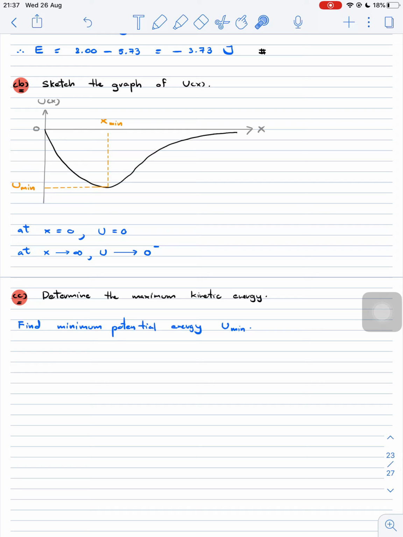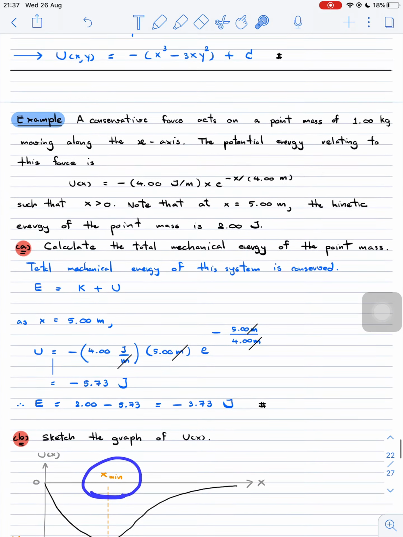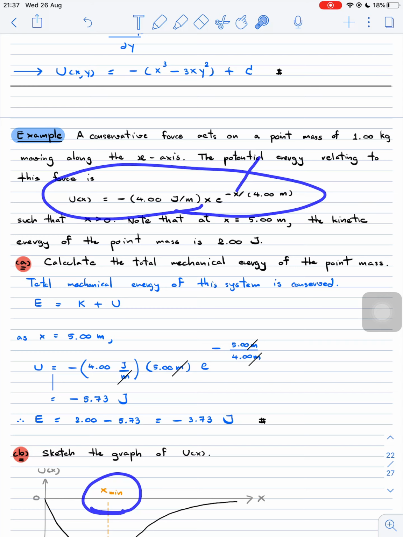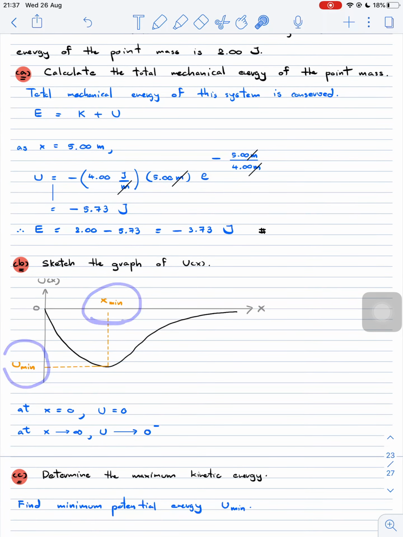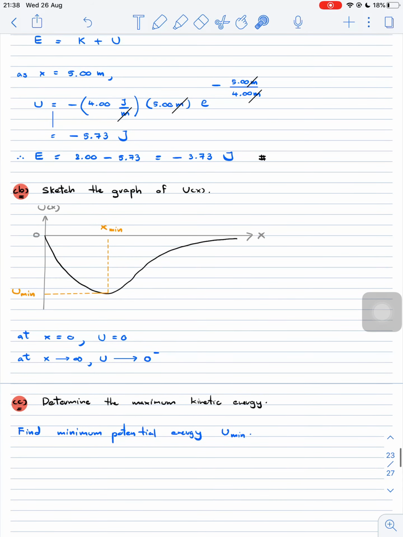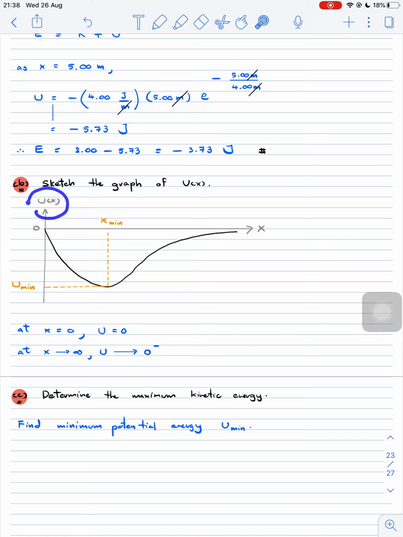But then how can we find the u min? To find the u min, we need to find the x min first. Because if we can find the x min, we just plug the x min into this equation, and finally we can find the u min. But then again, how can we find the x min? It's just a curve here. So we know that the derivative of u with respect to x at this position must be equal to 0.